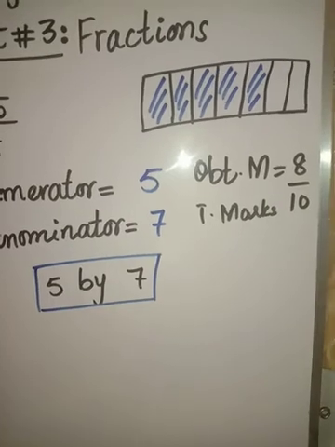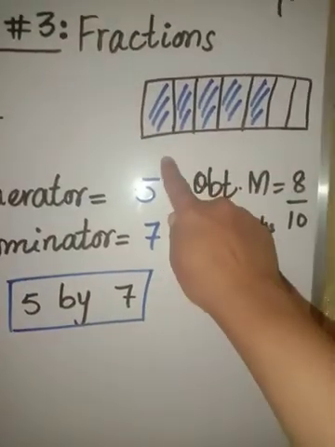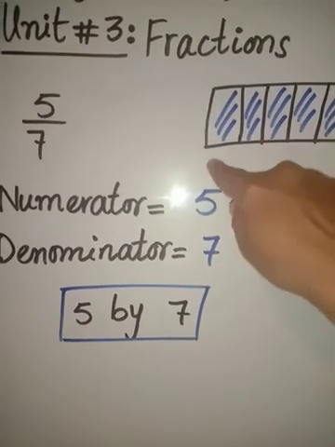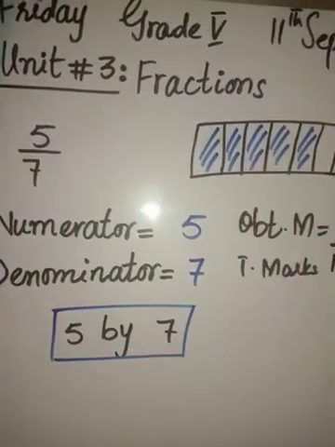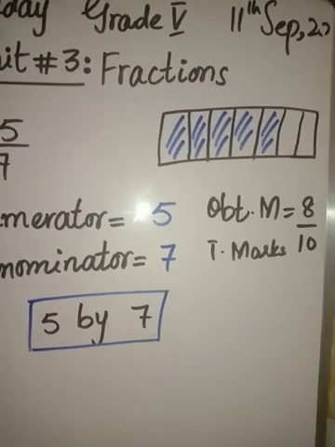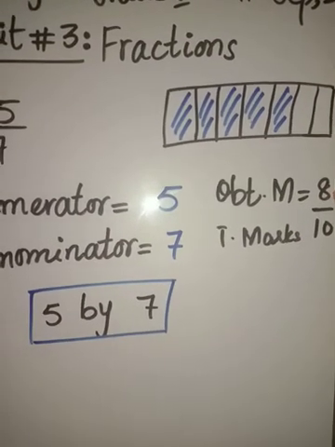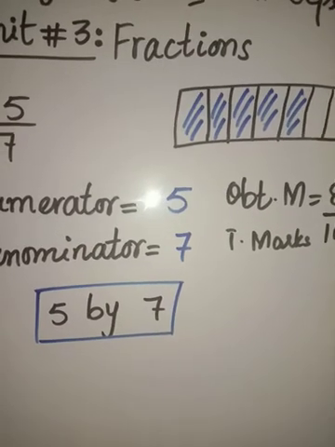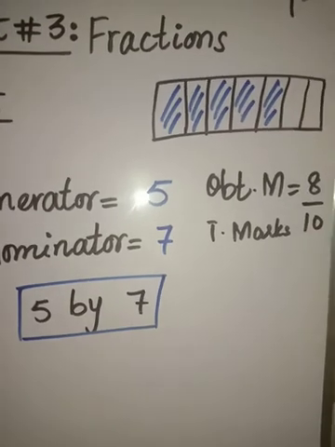So we have a figure in which we are given 7 equal parts. Total parts are 7 and colored parts are 5. So what would be the fraction? The fraction would be 5 over 7. Like you gain marks in a test, 8. So 8 is the numerator and 10 is the denominator. From 10 you got 8 marks, so the fraction will be 8 by 10.